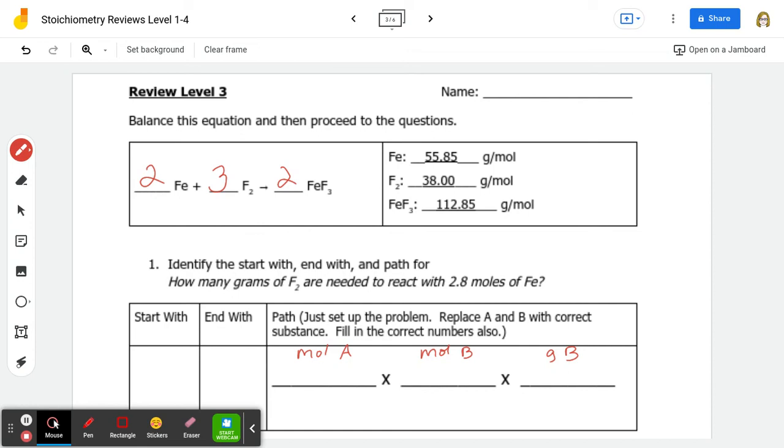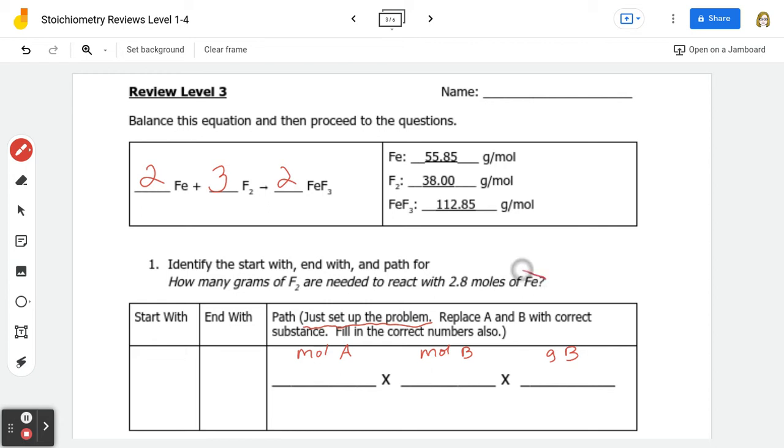Ms. Munoz here with Stoichiometry Review Level 3. And I already have this one balanced for you, so go ahead and fill in those coefficients. This one, it's not asking you to give answers. It just wants you to set up the problems. So you're going to identify what you're starting with and what you're ending with.